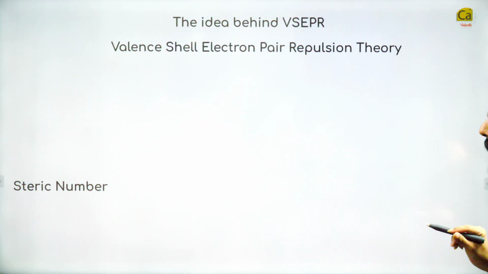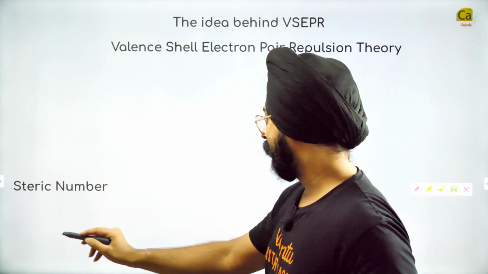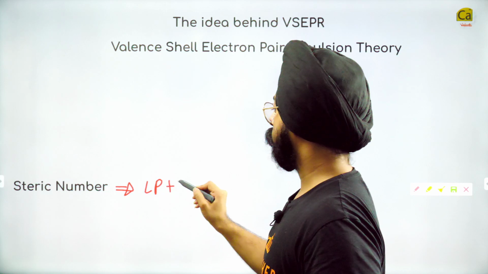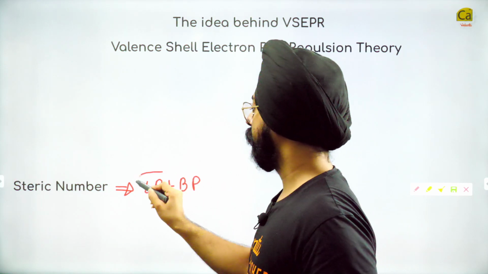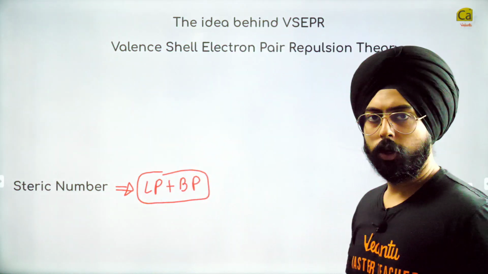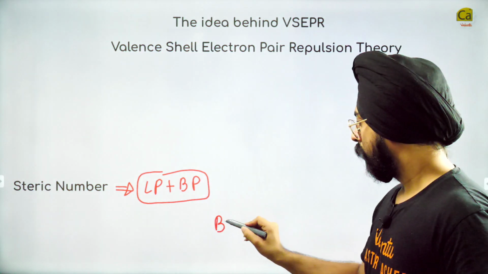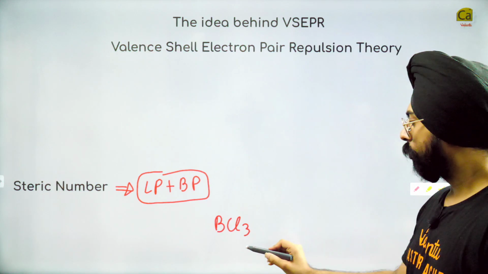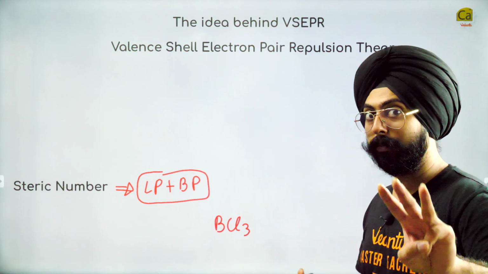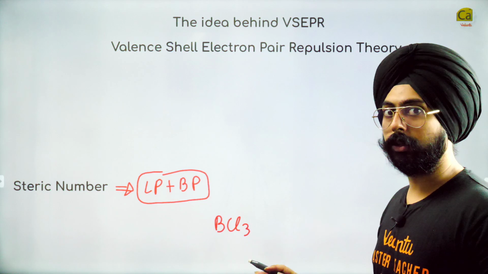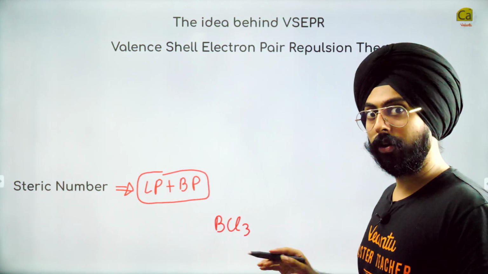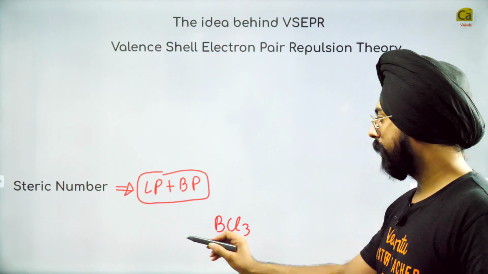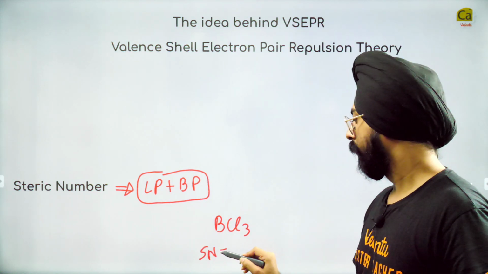Now there's a tiny little thing called steric number that I've written over here. Steric number is essentially the total number of lone pairs plus total number of bond pairs around the central atom. Okay, so for example, if I give you BCl3, this has only 3 bond pairs. Boron has just 3 bonds with chlorine. Incomplete octet system, boron does not have any more lone pairs. Okay, so over here steric number is equal to 3.